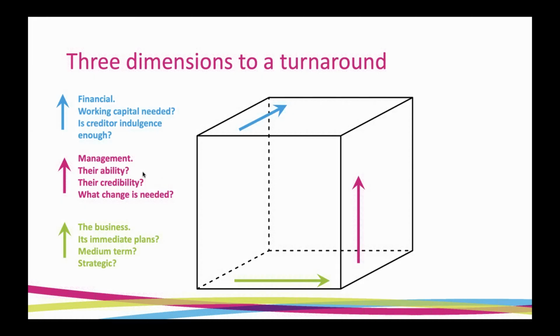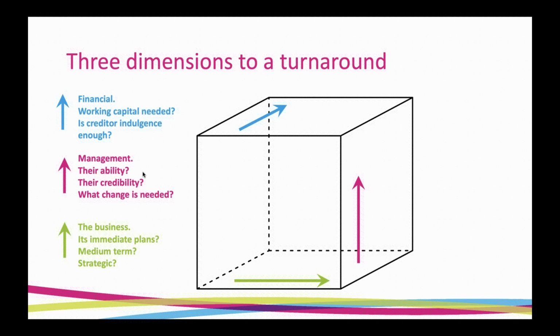So in terms of the financial arrangements, you'll be looking at the working capital that's available to the company, whether it's enough, whether the creditor indulgence that's being offered through the CVA is going to be enough in the light of whatever new working capital is available to the business for it to be viable. You'd be looking at the management, their ability, their credibility, and what changes might need to be made to the management to make the business succeed.